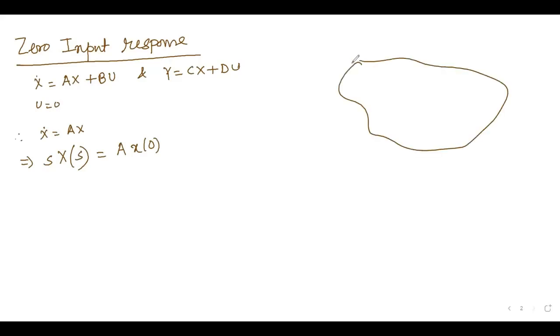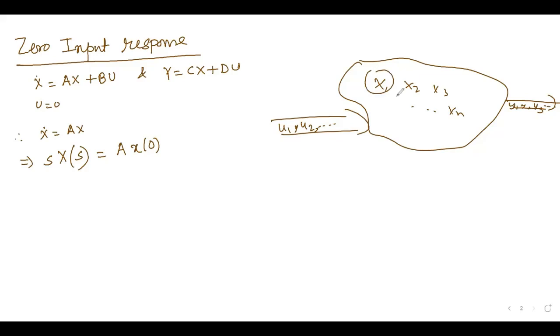Say this is a system. The inputs are u1, u2, u3. They are multi-input, and the outputs are y1, y2, y3, up to yn, and the states are x1, x2, x3. So these are the states. Is it clear? Now there is no input. Input is 0.